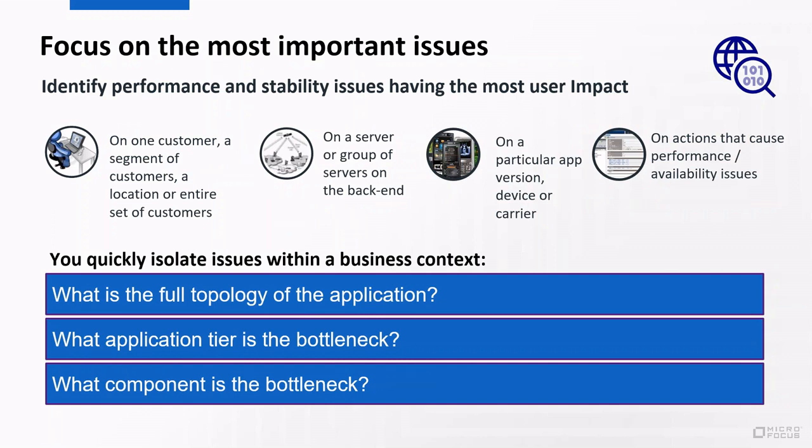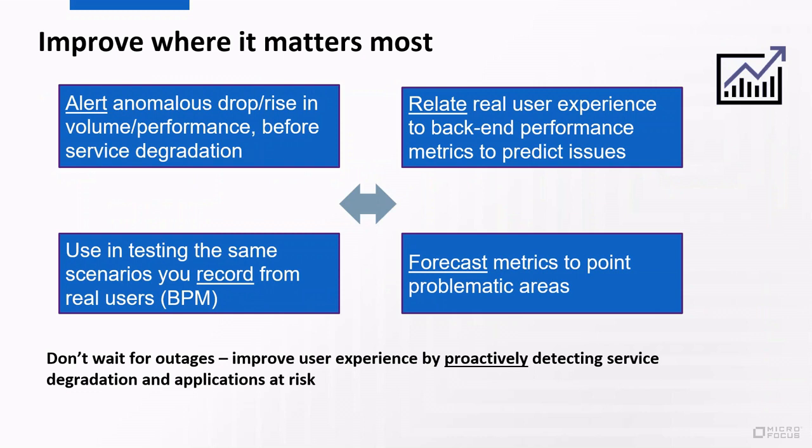So focus on the most important issues, like the full topology of the application, the web tier, and all I have discussed. At any tier level, you can see what kind of response you are getting and whether there are any bottlenecks in the network. We will come to know which component is the bottleneck, whether it is the web server or somewhere at the database level, and you can measure these things and improve where it matters.